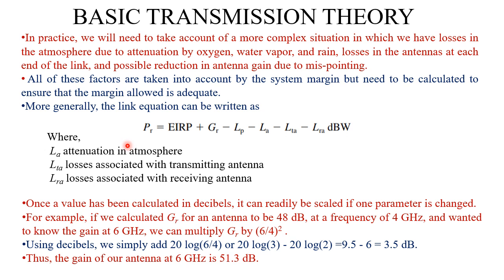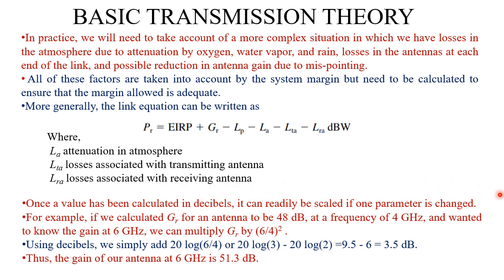Atmosphere means atmospheric constituents, gases, actually water vapor, then oxygen. Lots of constituent gases and vapors are there. They actually absorb some portion of the electromagnetic wave. So LA accounts for that. LTA is the losses associated with the transmitting antenna, and LRA is actually the losses associated with the receiving antenna.